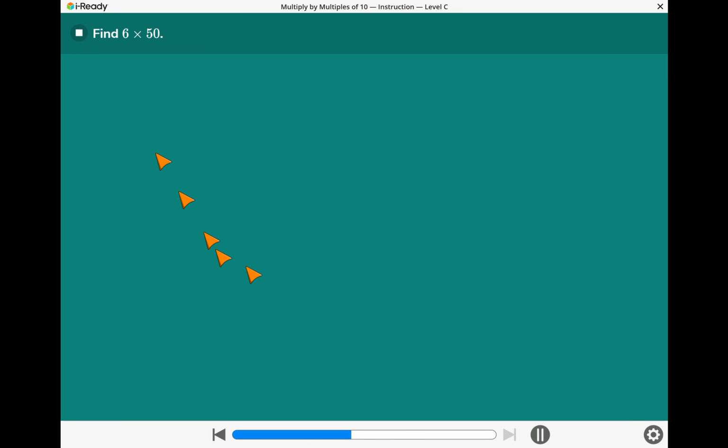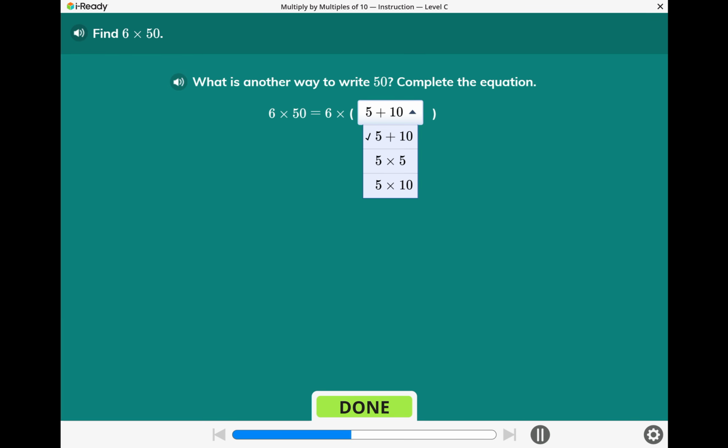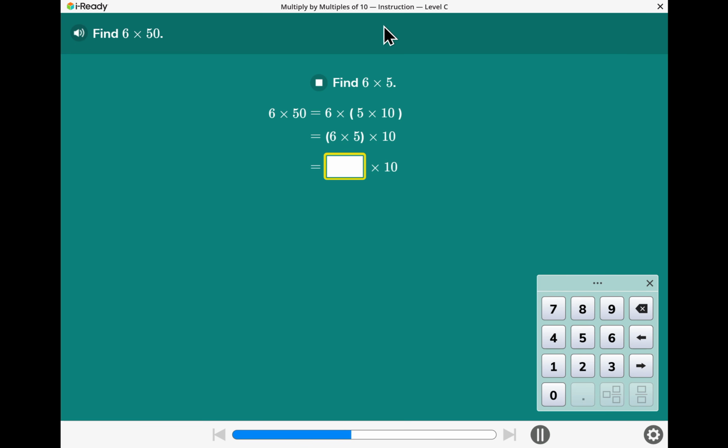Find 6 times 50. 50 is a multiple of 10. What is another way to write 50? Complete the equation. Way to go! Let's group the factors to multiply by 10 last. That sounds pretty easy, but it could be hard. 6 times 5.